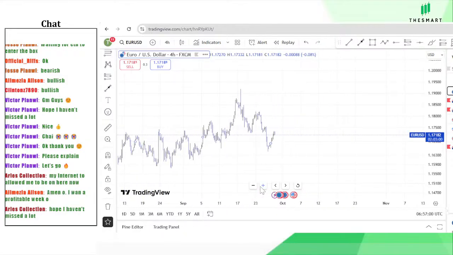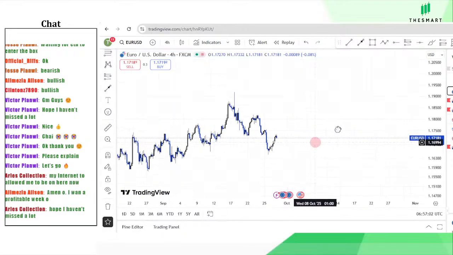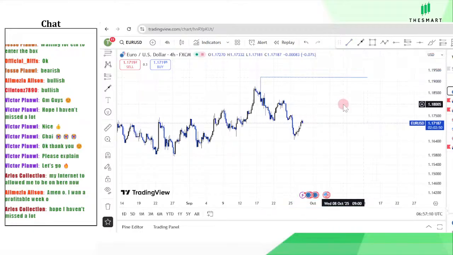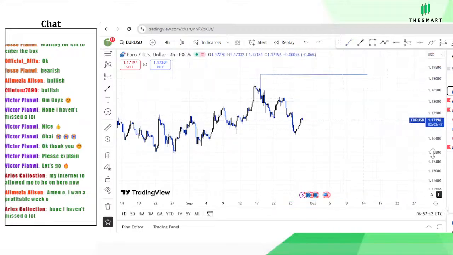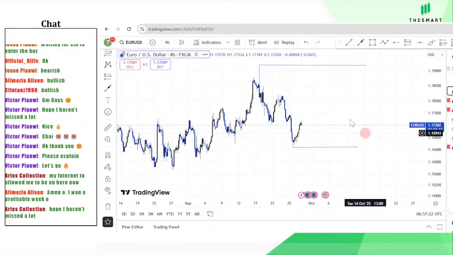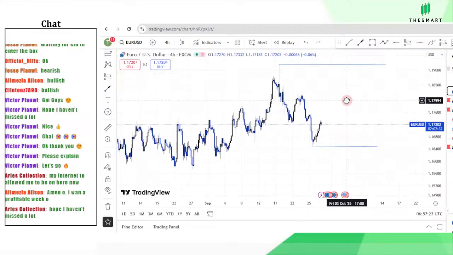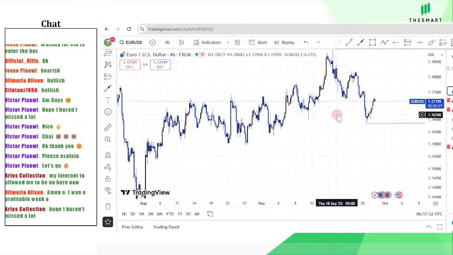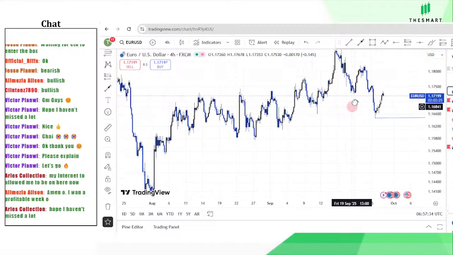So this is our high, and where is our low for now? This is our low. So this is the trading range we have. Let's look at the left hand side to see what we should be expecting price to give to us.